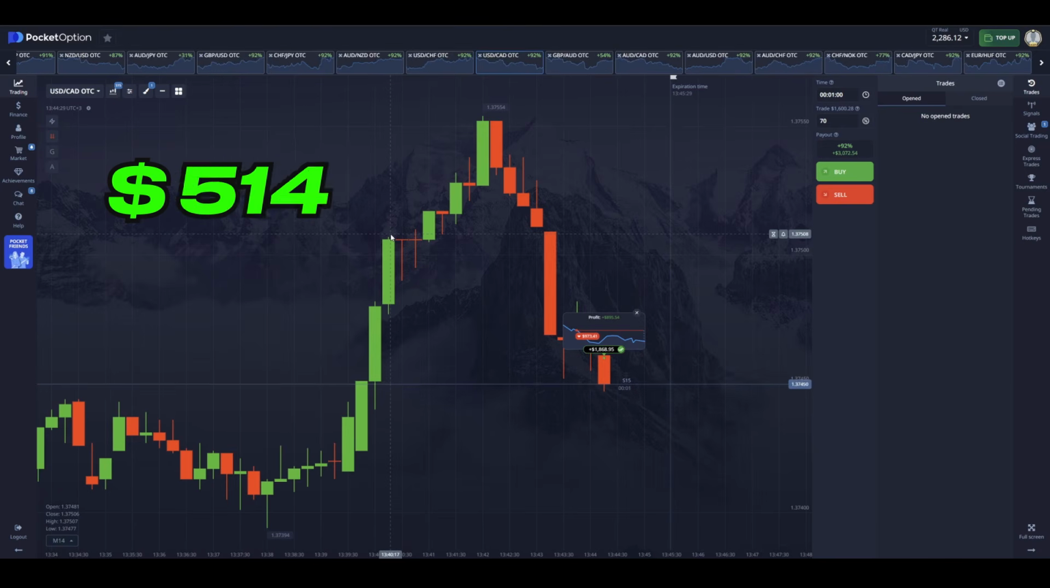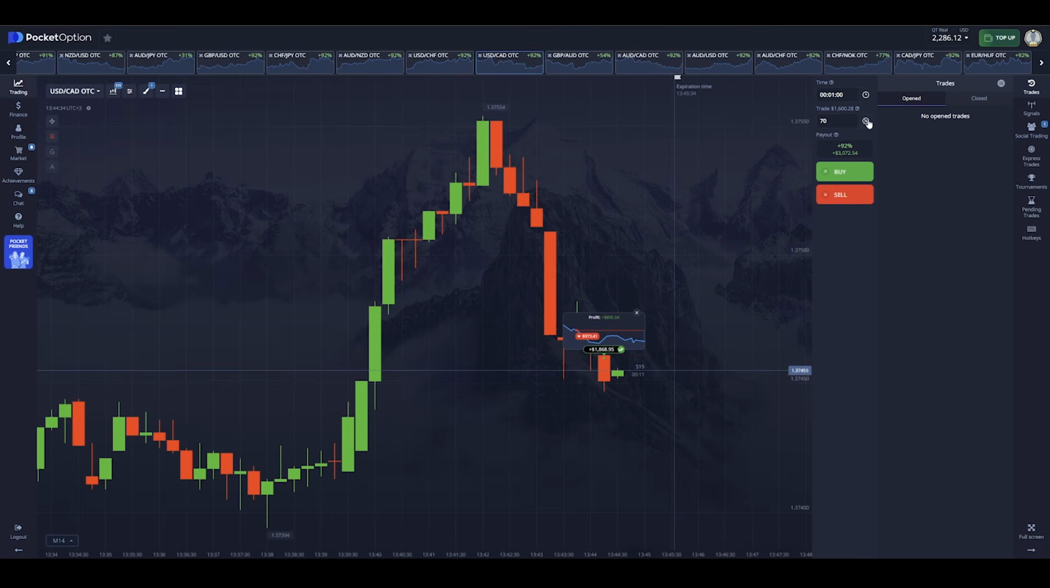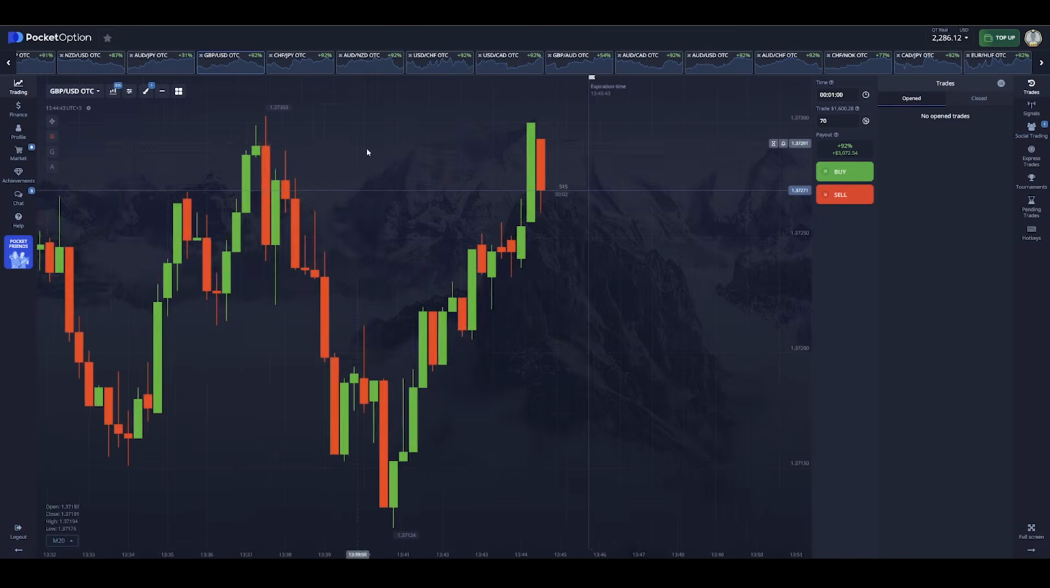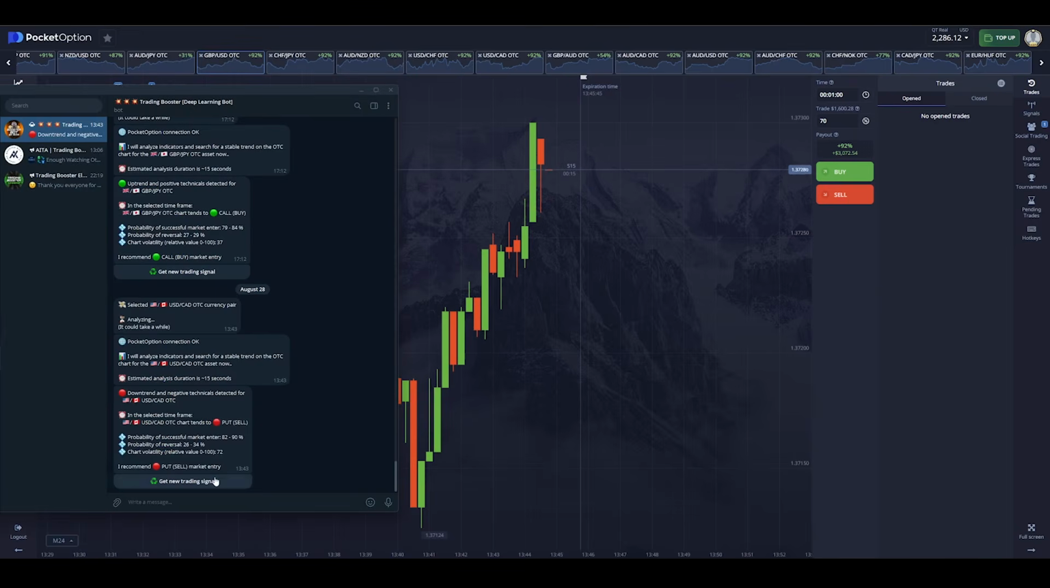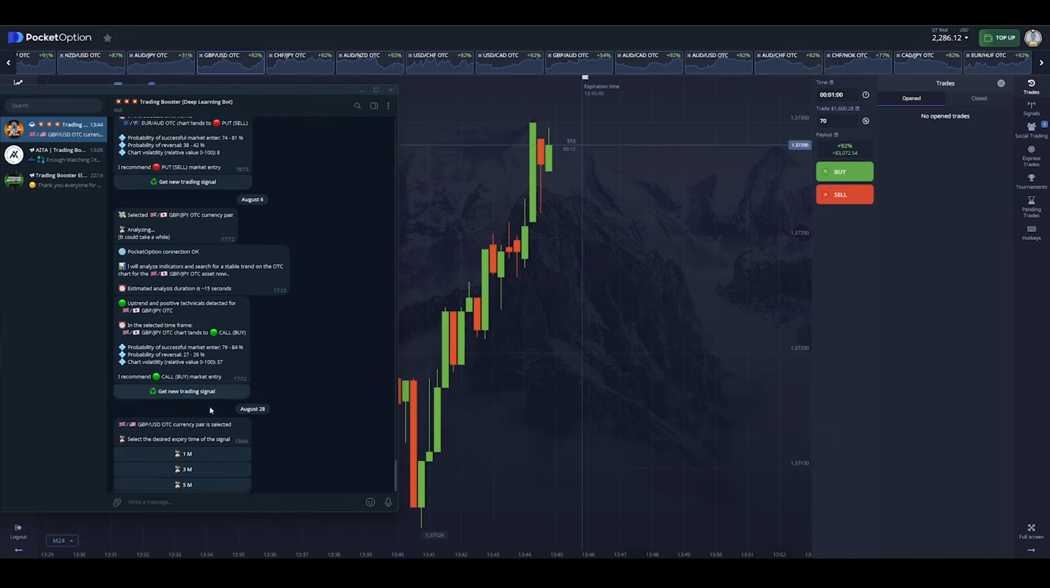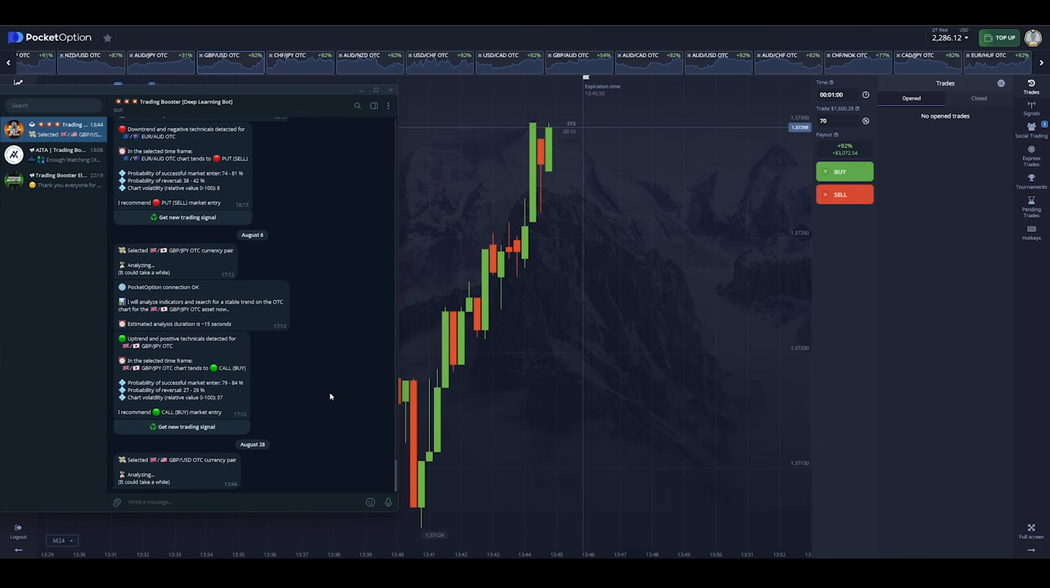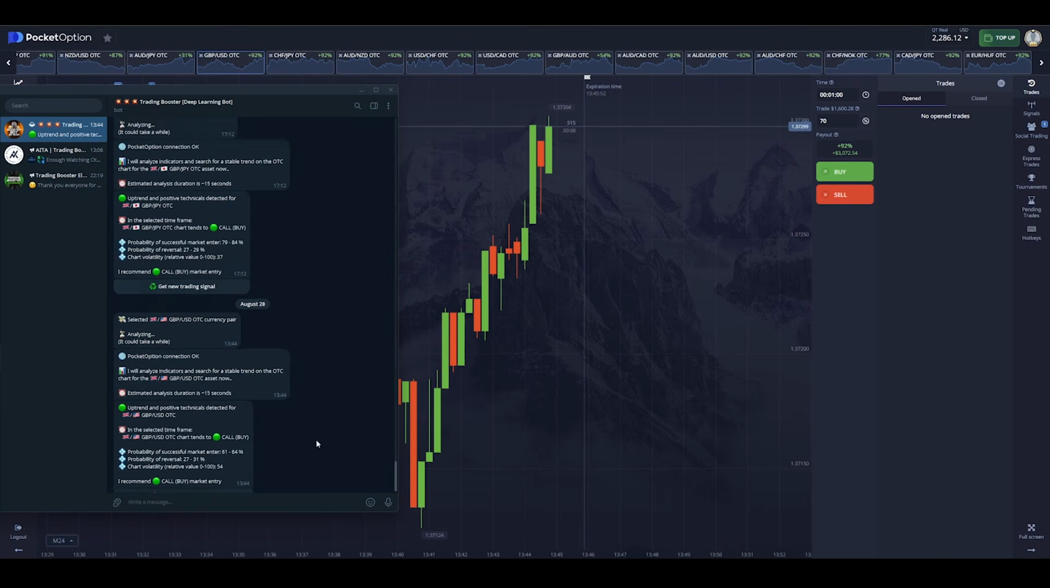By the way, take a look. I'm already making $890 from this trade, and I suggest we open the next and final trade for $1,600 to see what happens. Let's choose the currency pair, British pound and US dollar. Let's select it in the booster bot and set the trade time to 1 minute. I have a feeling the volatility here is going to be good.